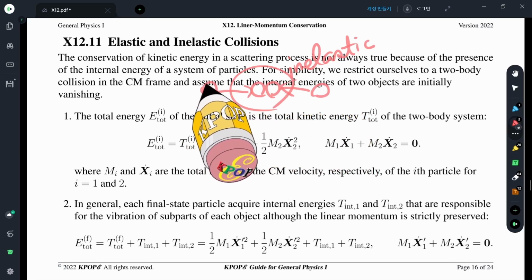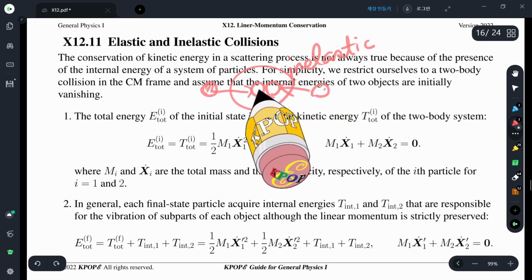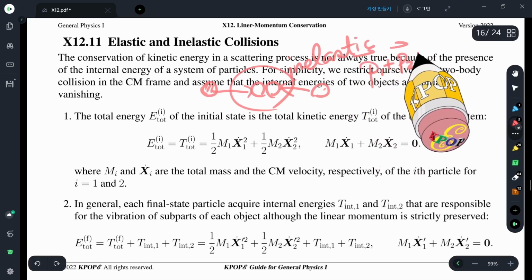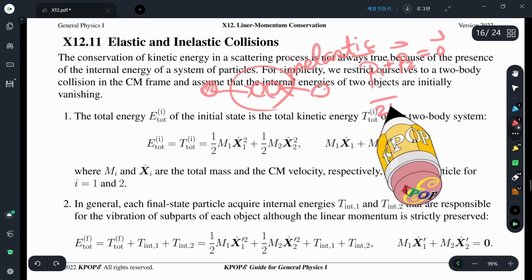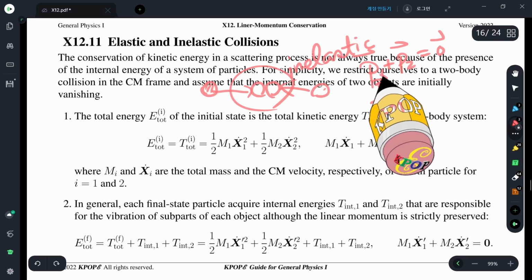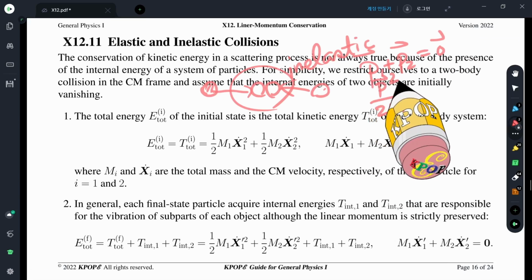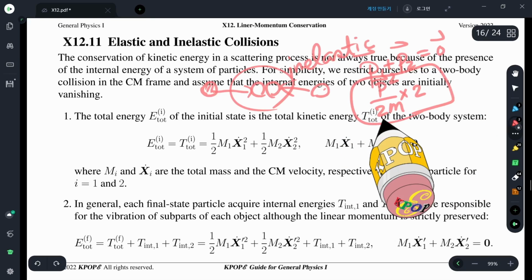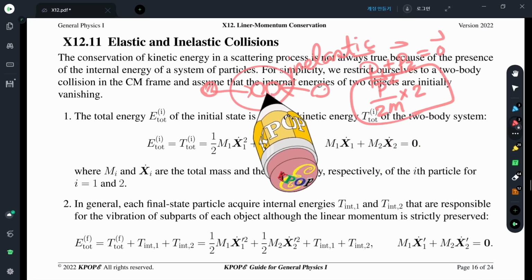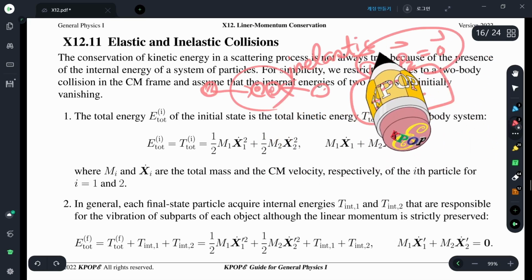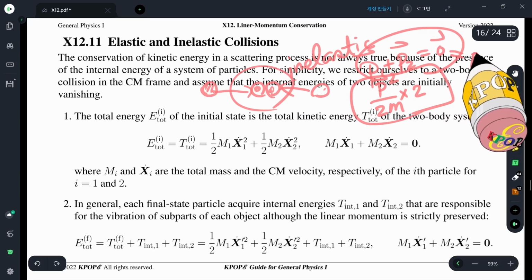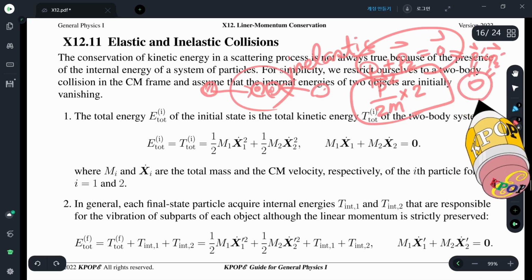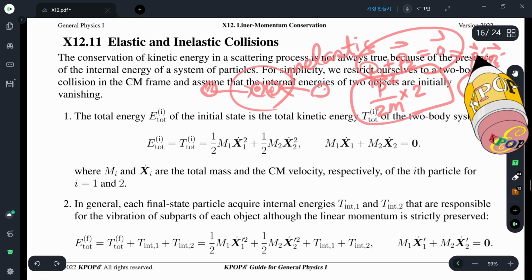That means initially they have kinetic energy, but the total linear momentum P1 plus P2, if they make a head-on collision, is zero. Initially they have identical mass and identical momentum with opposite direction. This is the initial kinetic energy. However, at the final stage, if they stick together, still this is the same as P1 prime plus P2 prime. They are both zero. This is allowed by the linear momentum conservation.